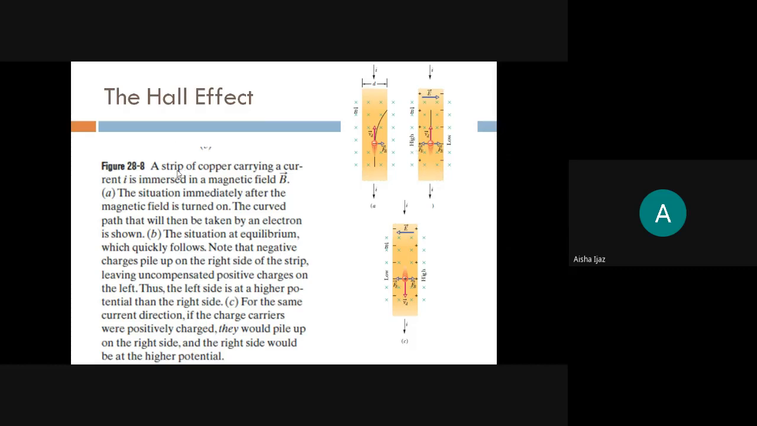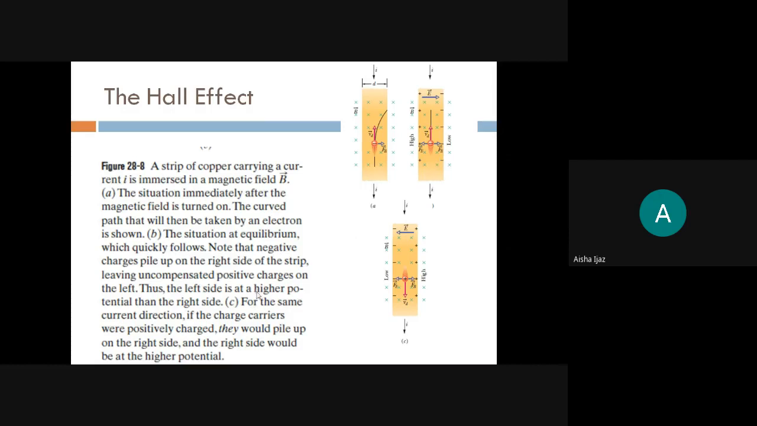You can see from this figure a strip of copper carrying current I immersed in the magnetic field B, and the situation is immediately after the magnetic field is turned on. The curved path that will be taken by the electron is shown here. The situation at equilibrium, which quickly follows, is shown in figure B.